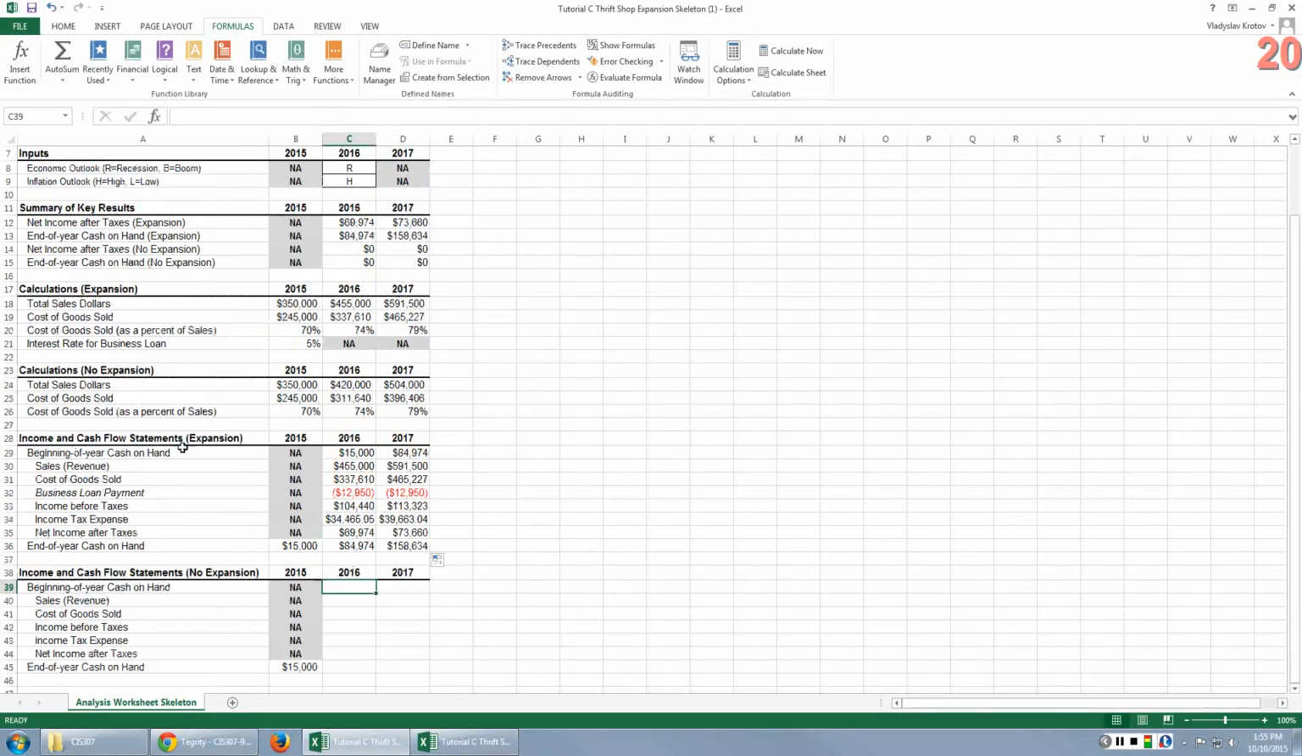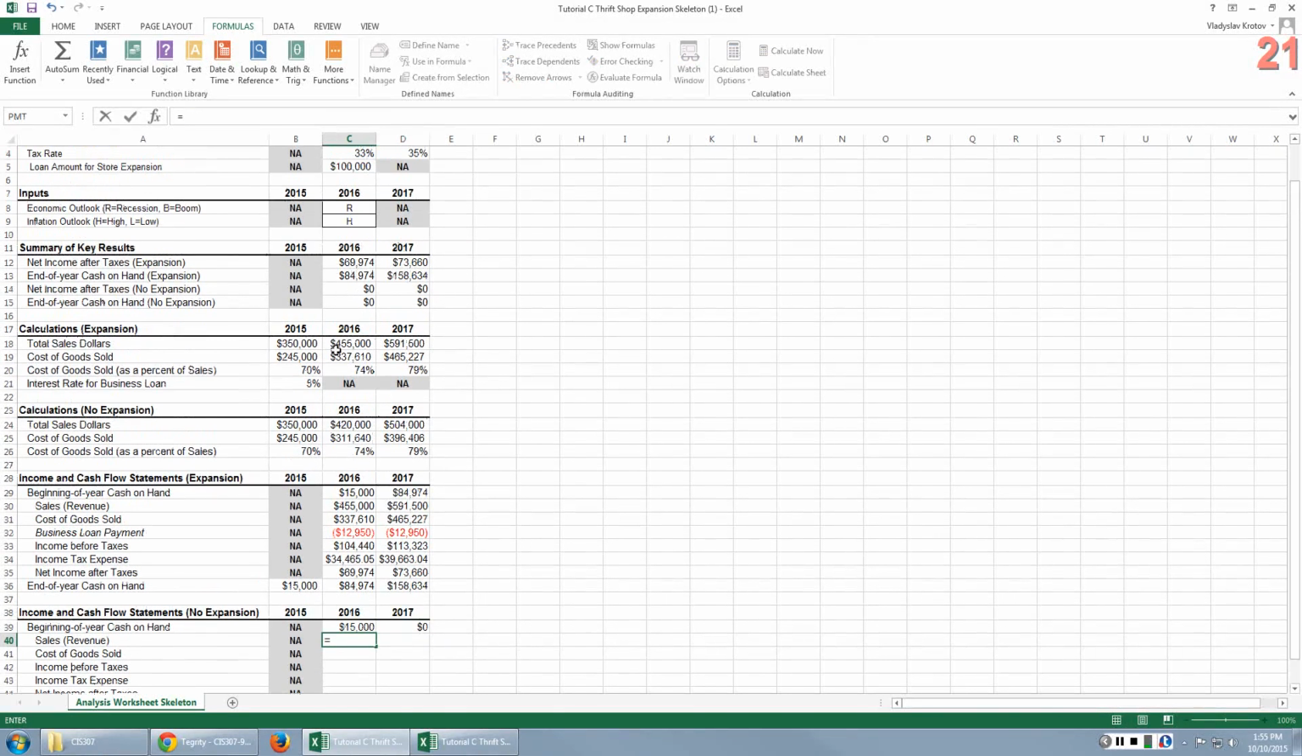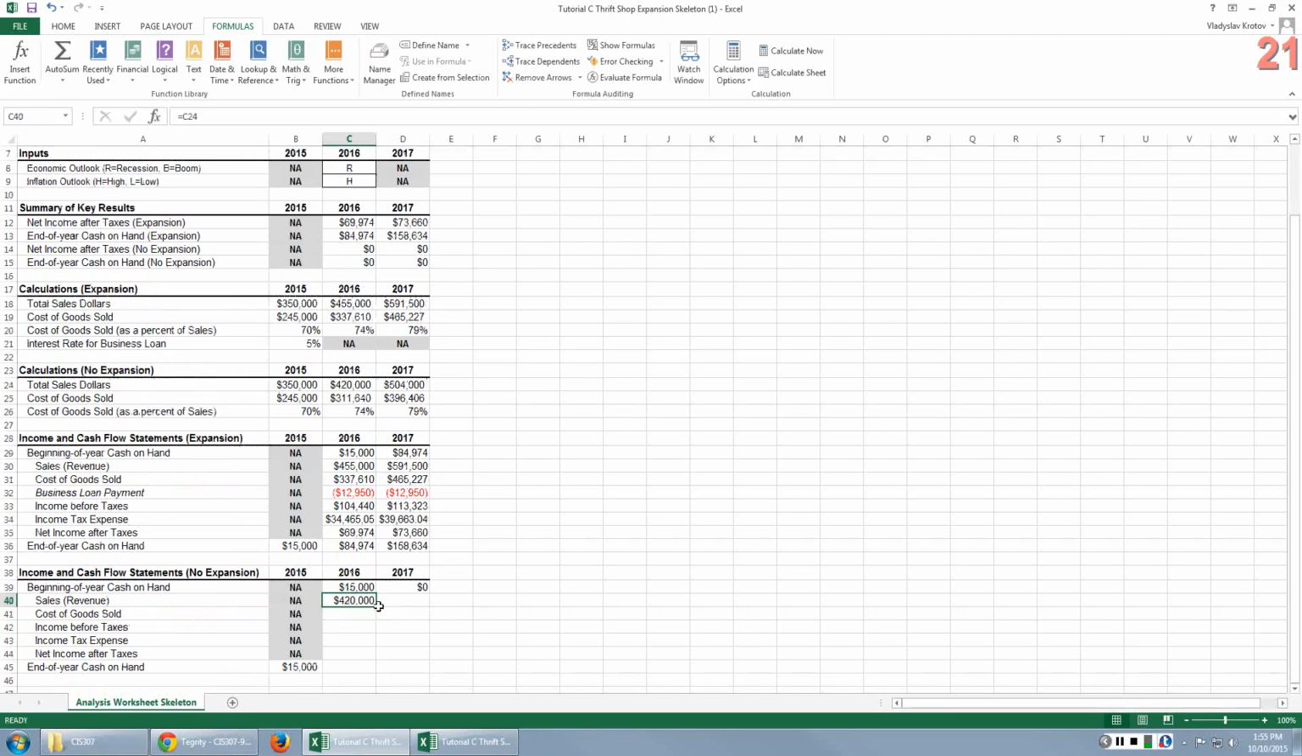So we're done with this part. So we have our expansion scenario. Now here we do the same thing. In fact, it's a bit simpler because here we don't have to deal with the loan payment, right? So beginning year cash on hand is this value. I'll do it very quickly because it's similar to what we did here. Then we just copy the formula here. So for now it's 0 because we don't have any values. Sales comes from here. Sales for no expansion scenario, right? Again, we copy the formula here.